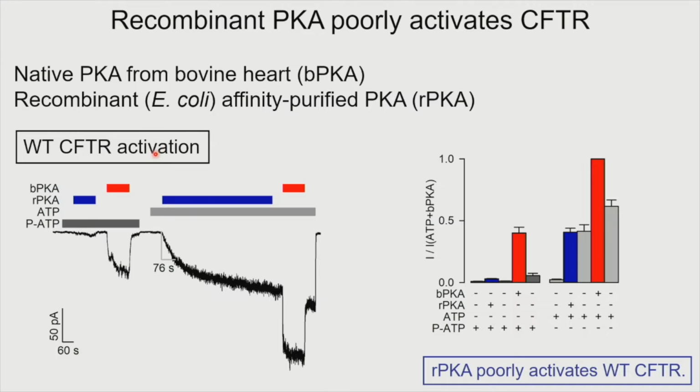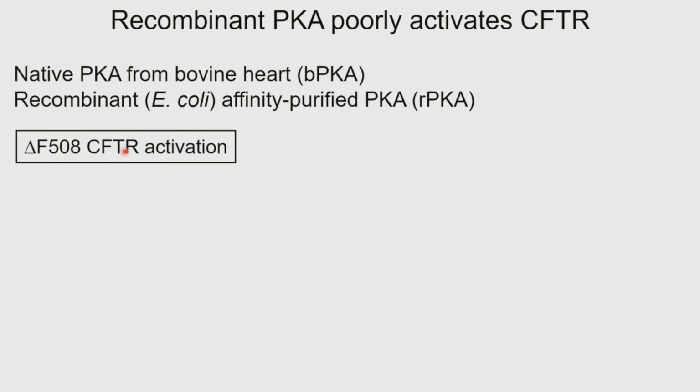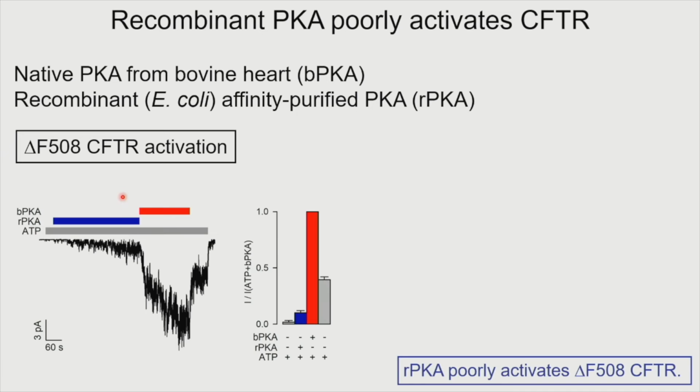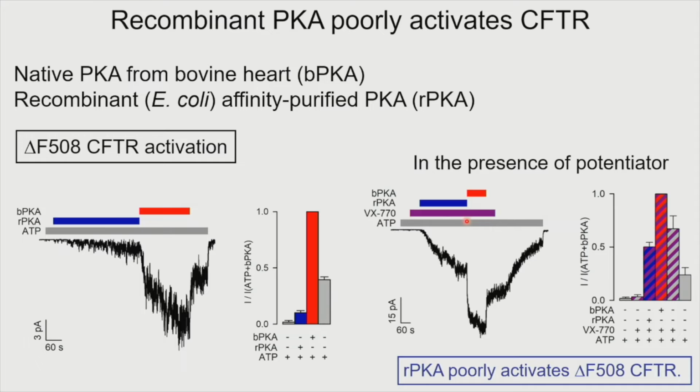Now, this inefficiency of the recombinant PKA is even more evident on the delta F508 CFTR channel, for which the recombinant enzyme activates only about 10% of the maximally activatable current. And because nowadays most people carrying delta F508 mutations receive pharmacotherapy, we also compared the efficiencies of these two PKA isoforms in the presence of the potentiator VX770. You can see that even in the presence of the potentiator, the recombinant enzyme activates only about half of the current that can be activated by the native bovine PKA.